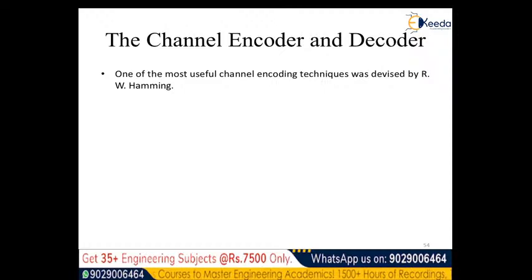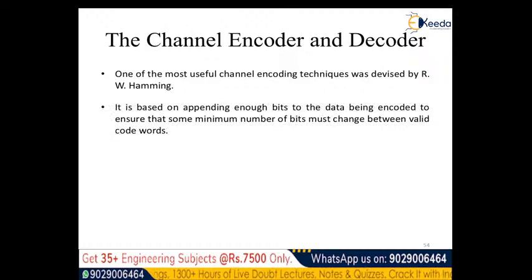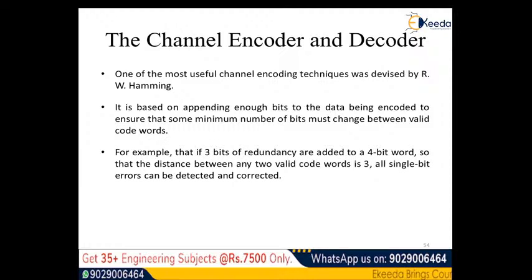This is very simple. It is based on appending enough bits to the data being encoded to ensure that some minimal number of bits must change between valid code words. For example, if we add 3 bits of redundancy to a 4-bit code word, the distance between any two valid code words is equal to 3, and all single bit errors can be detected and corrected.